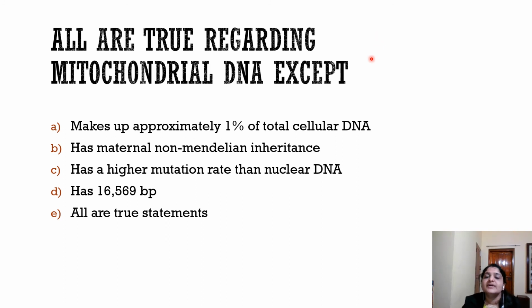Out of 37 genes in human mitochondrial DNA, 22 genes code for transfer RNA and 2 code for ribosomal RNA. And 13 genes encode for proteins that play a key role in the respiratory chain. So mitochondrial DNA makes up approximately 1% of total cellular DNA with 37 genes. That's a true statement. Second one, has maternal non-Mendelian inheritance. Yes, that is a unique feature of mitochondrial DNA.